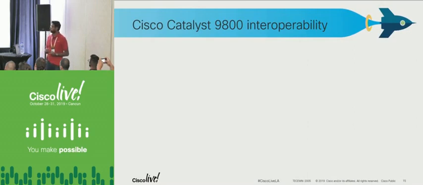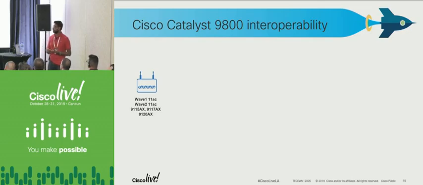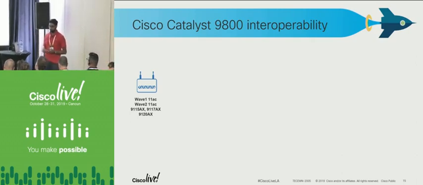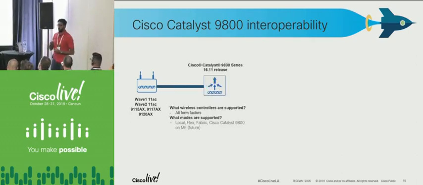So let's understand from a solution standpoint. We support the Wave 1, Wave 2, and the latest Wi-Fi 6 access points. By Wave 1, I mean the 1700s, 2700s, 3700s. Your Wave 2 would be the 1800s, 2800s, 3800s, and the latest 9100 series access points. All the modes of operation are supported on the 9800 platform, whether it's local, FlexConnect, Fabric, Mesh, or Bridge. You choose the mode. It is available starting day 0.